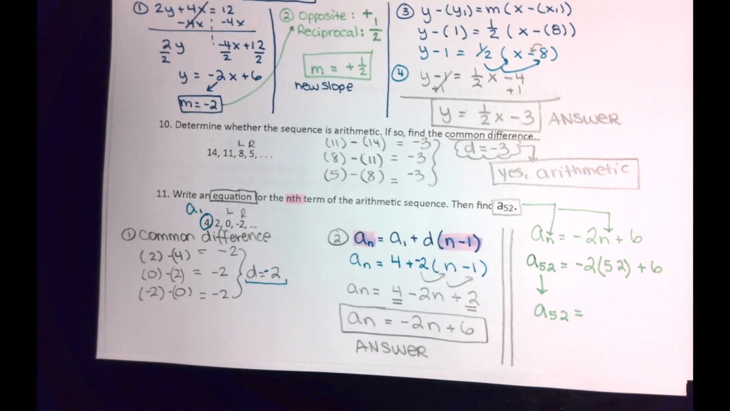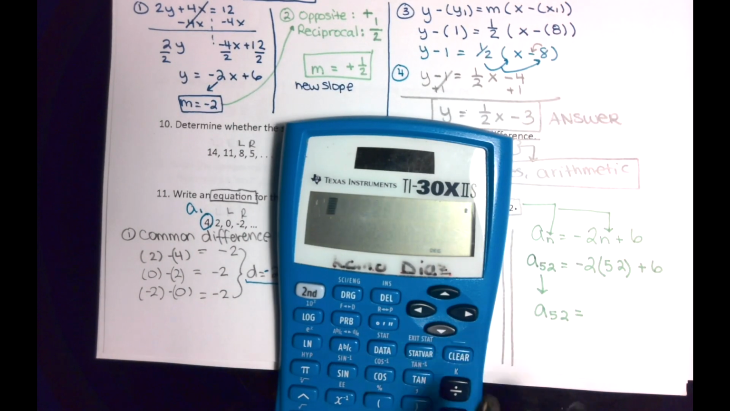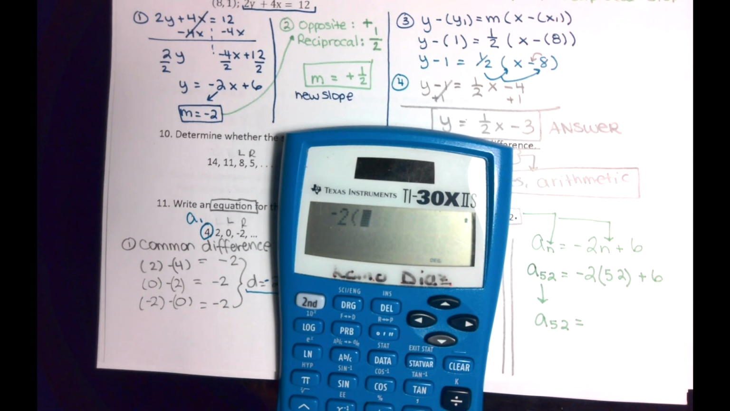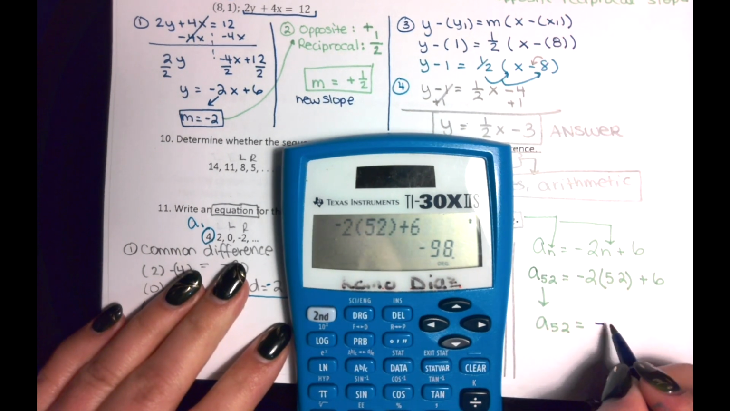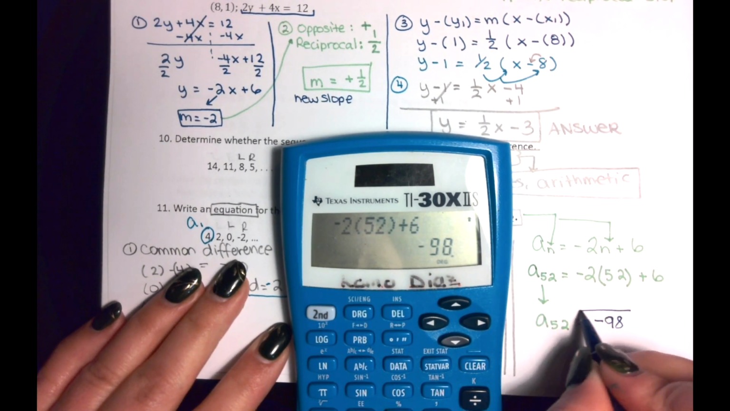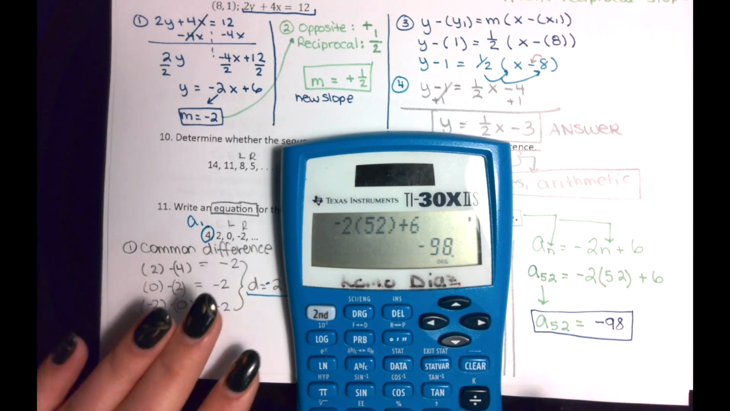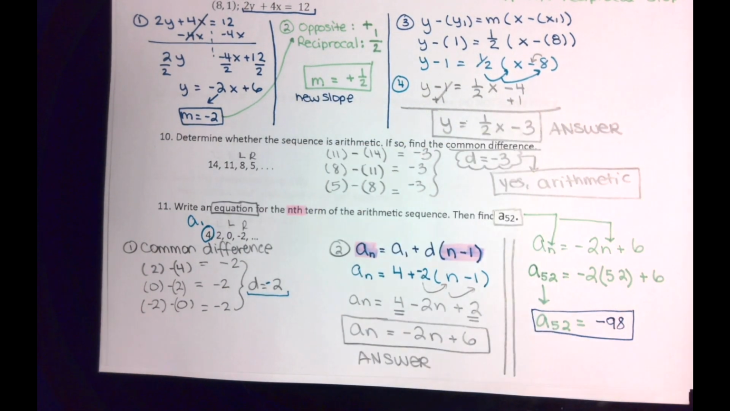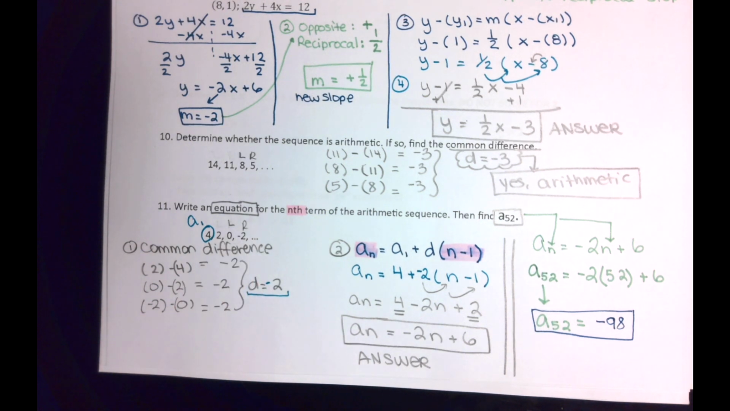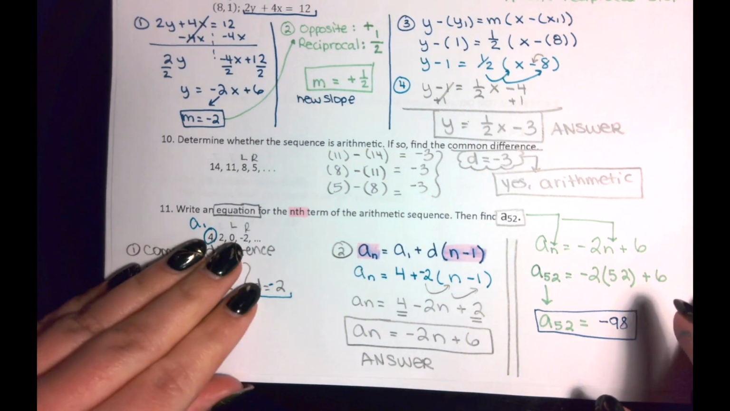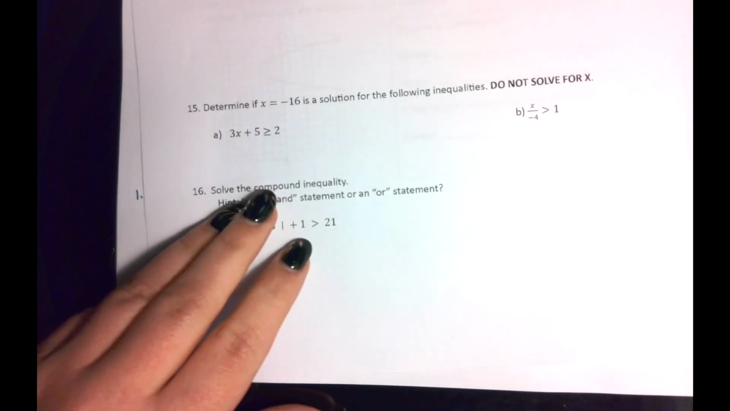It's the beginning of your sentence, but for the negative 2 times 52 plus 6, you're just going to type that into the calculator, and you get a negative 98. So the way to read this is the term in the 52nd position is negative 98. So if we continue this pattern until we get to the 52 spot, that number is going to be negative 98. All right, moving on.